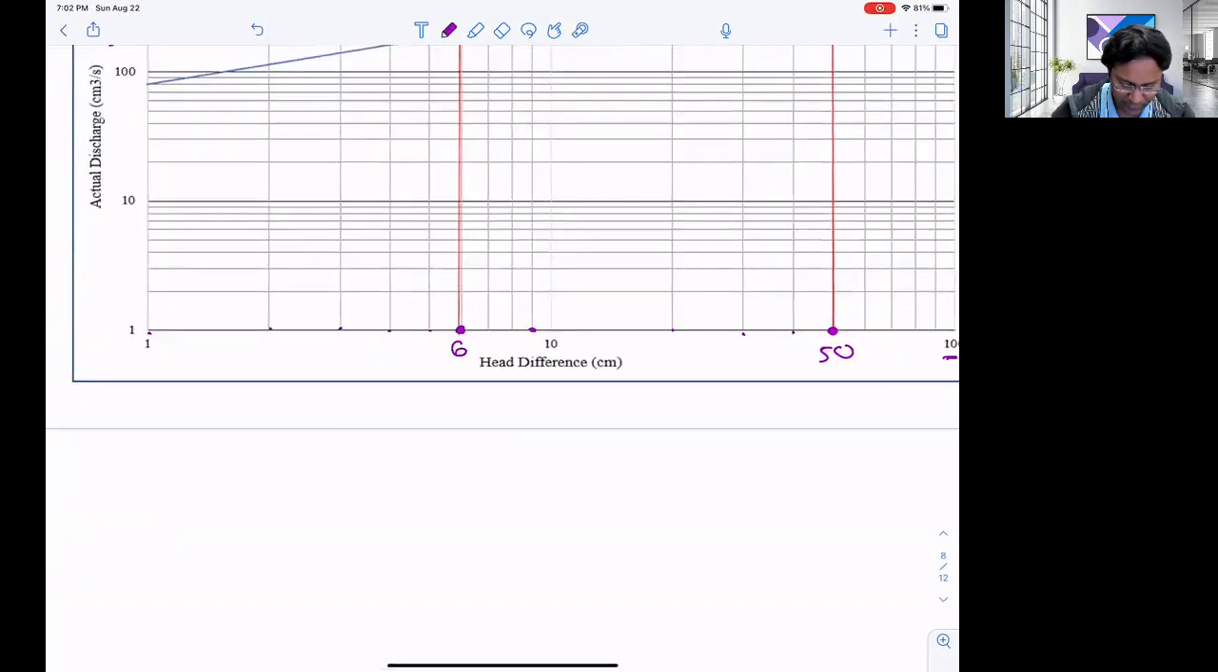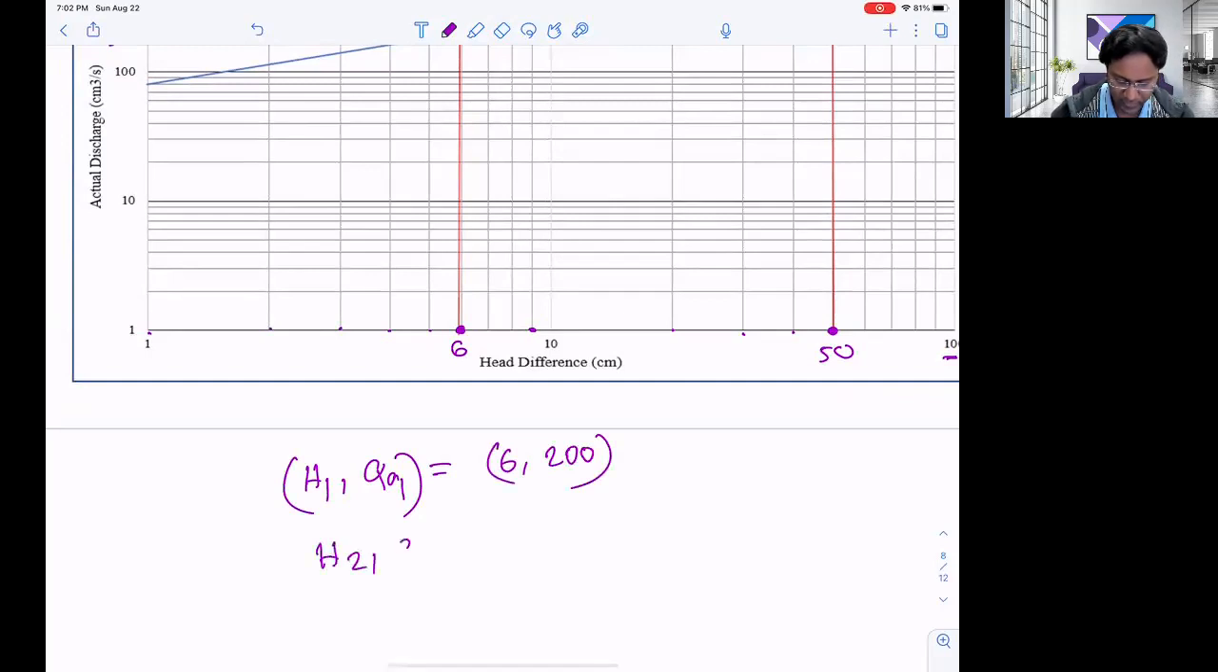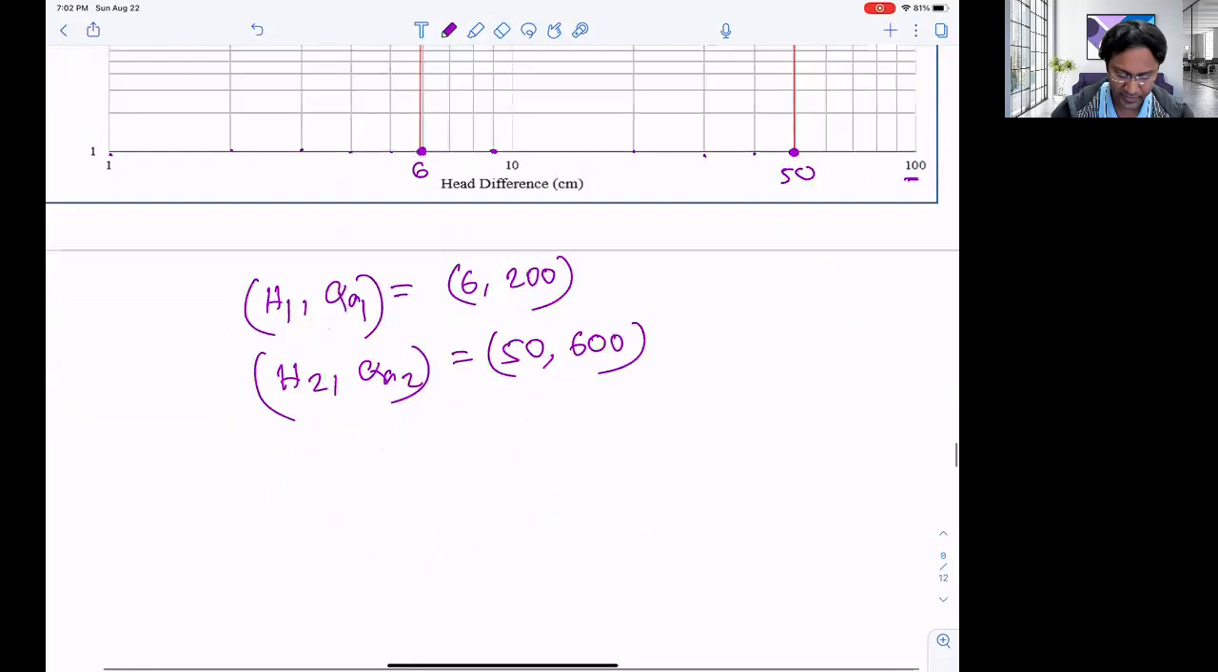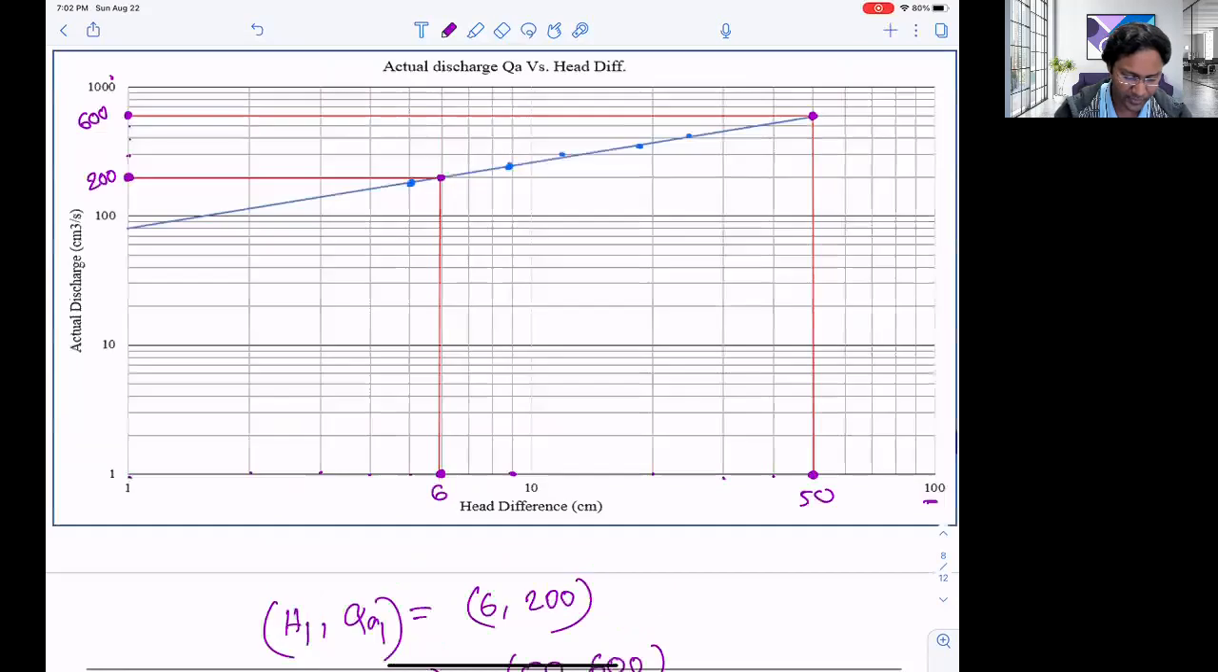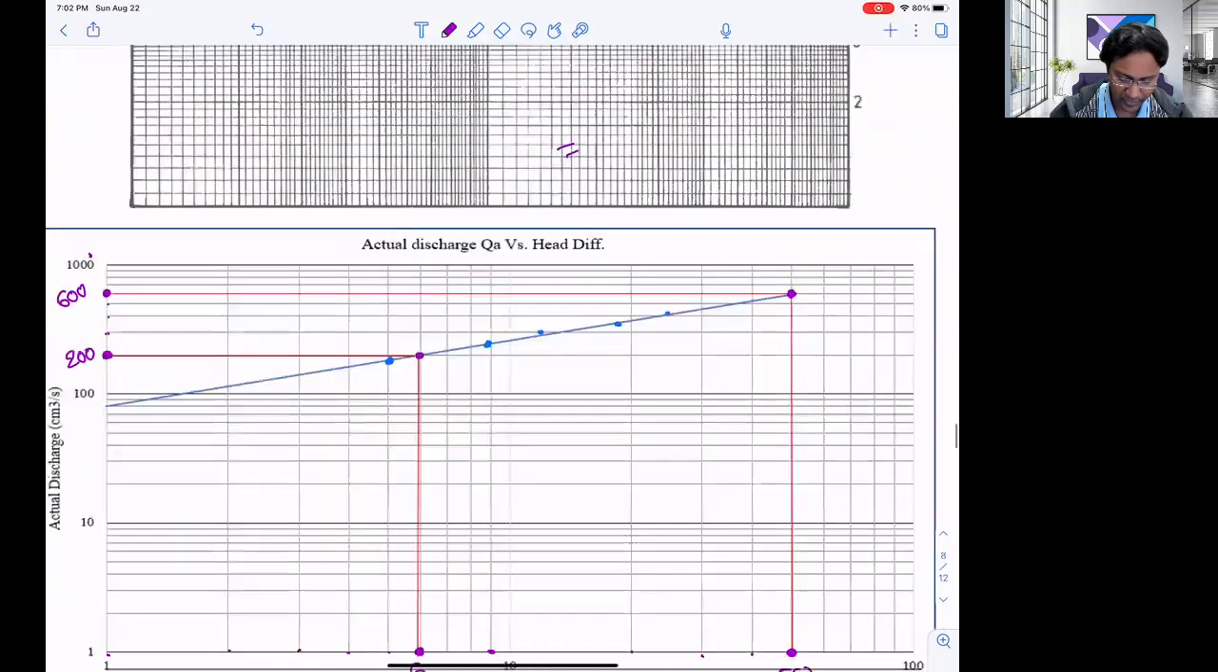The first one will be H1 and QA1, and we have 6, 200. And we have another point, H2, QA2, and we have this value 50 and 600. So using these 2 points, we can calculate the slope of the line, the slope of this line, right? Slope of this line we have.